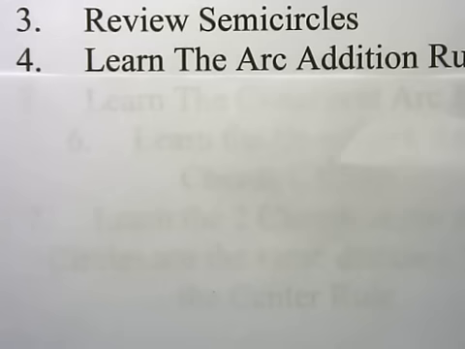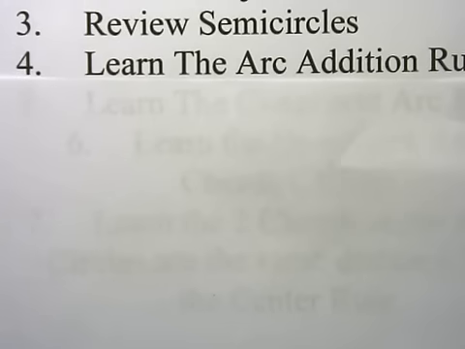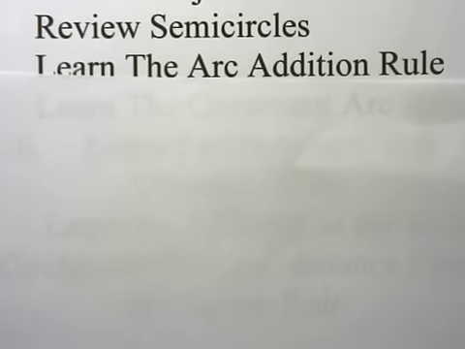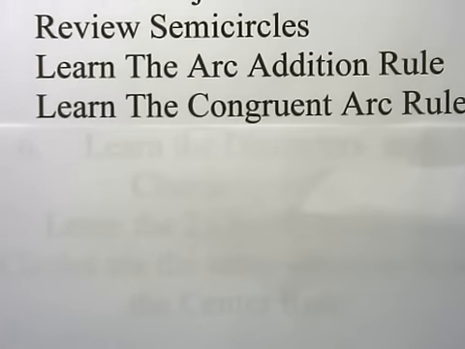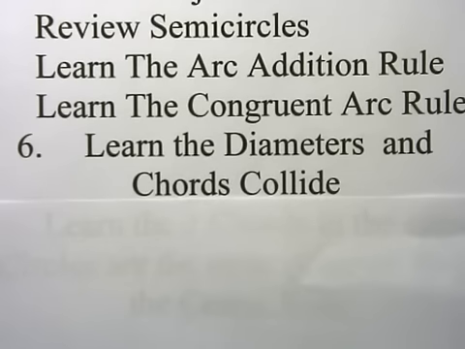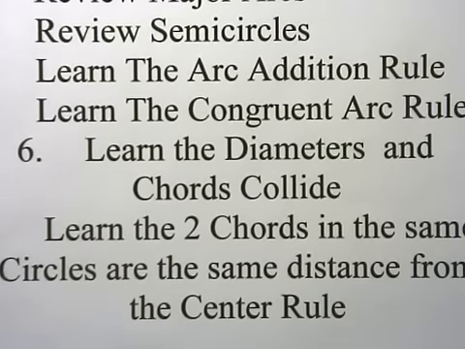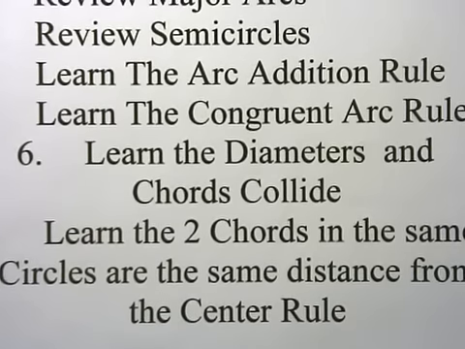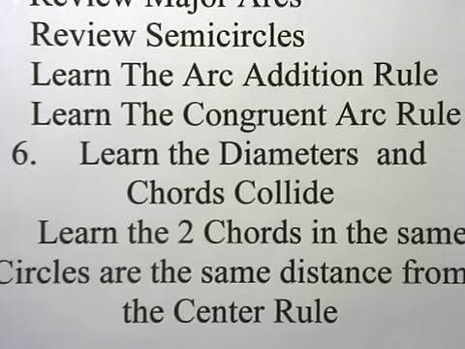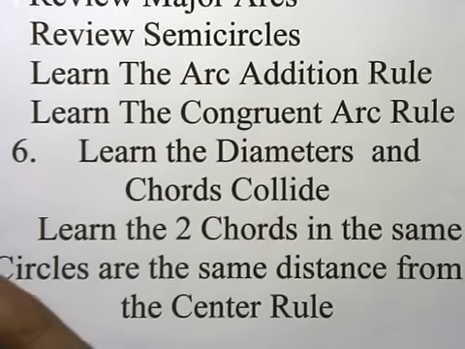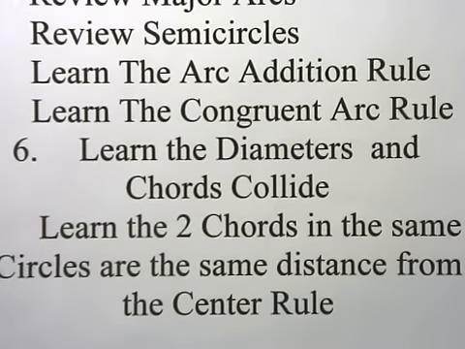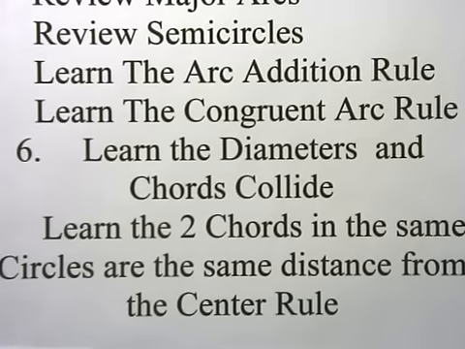The first rule we're gonna learn today is the arc addition rule. We are also going to learn the congruent arc rule. Then we're going to discuss the diameter and chords collide rule, what happens when diameters and chords collide. And then finally, we're going to learn the two chords in the same circle are the same distance from the center rule. In other words, what happens when two chords are the same distance from the center of a circle.